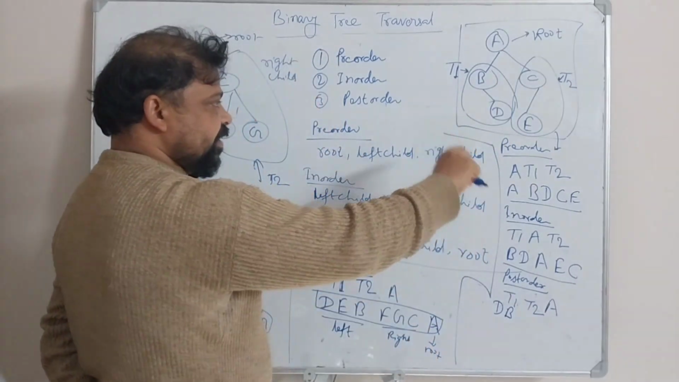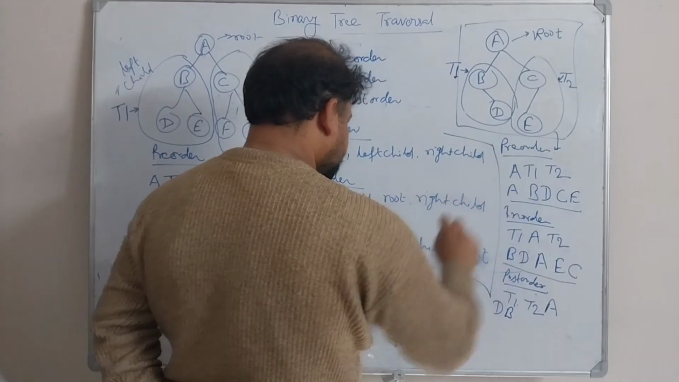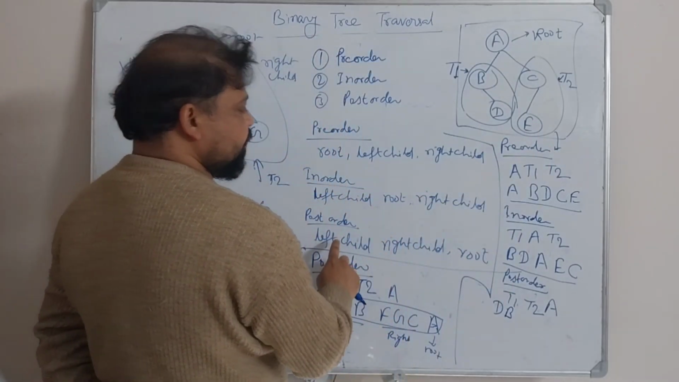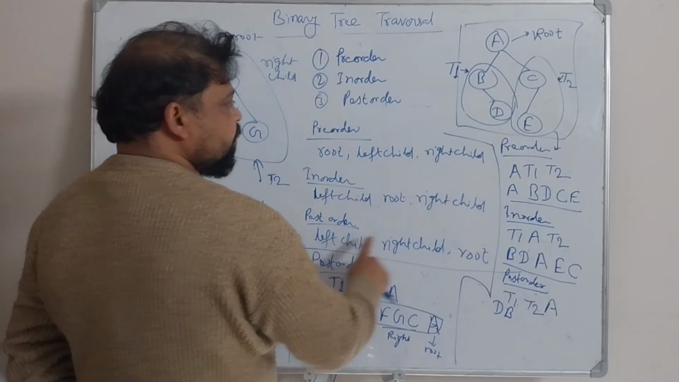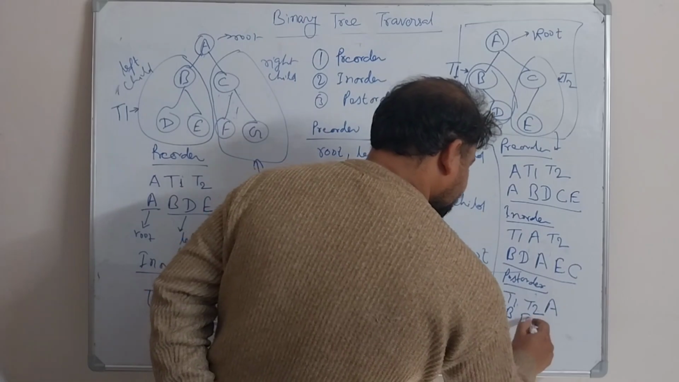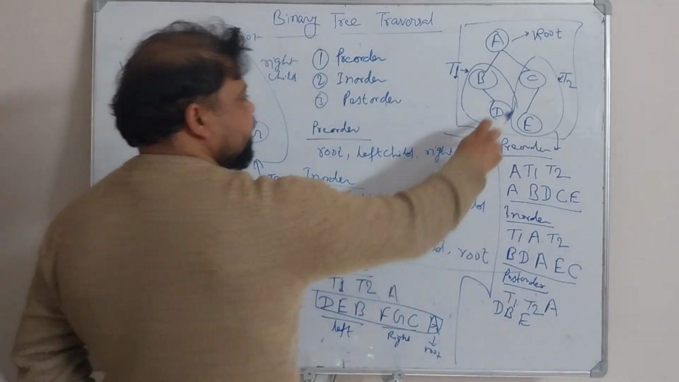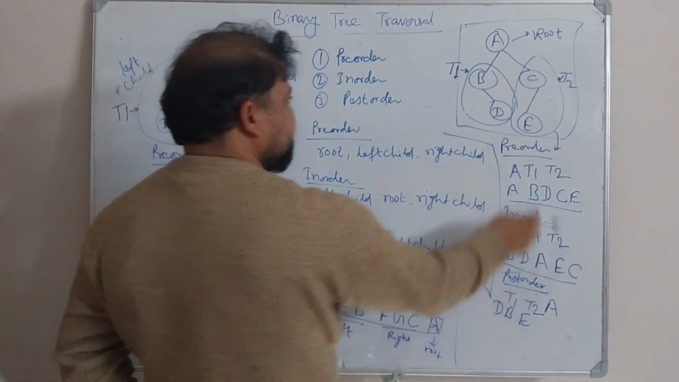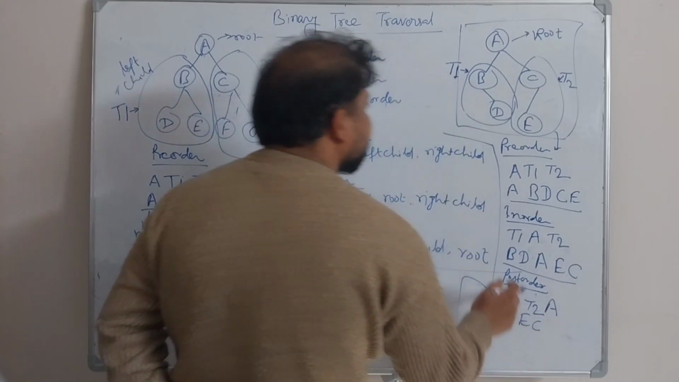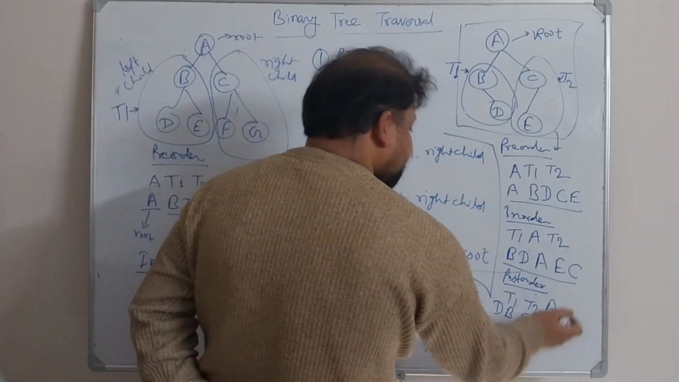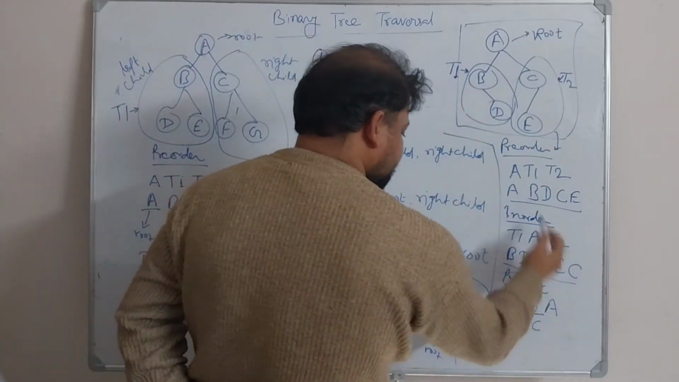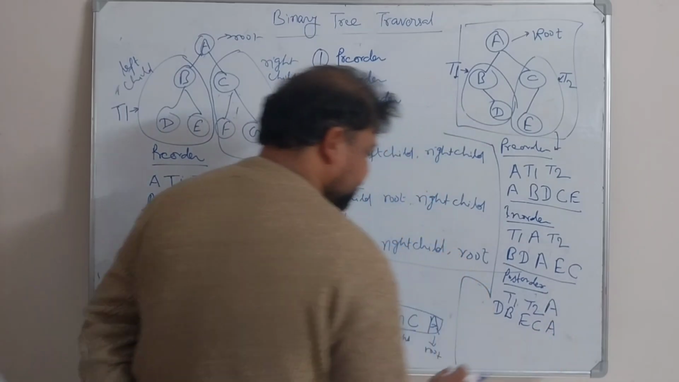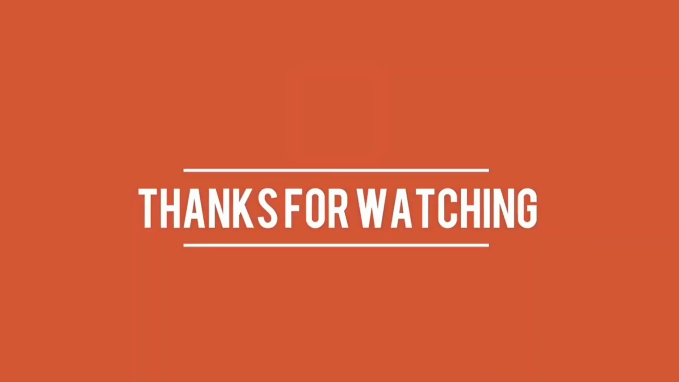In case of T2, once again the left subtree is E. So E is there. Then the right child is null, leave that, and then root, C is there. That is for this subtree, and write down A as it is. So that is the sequence.